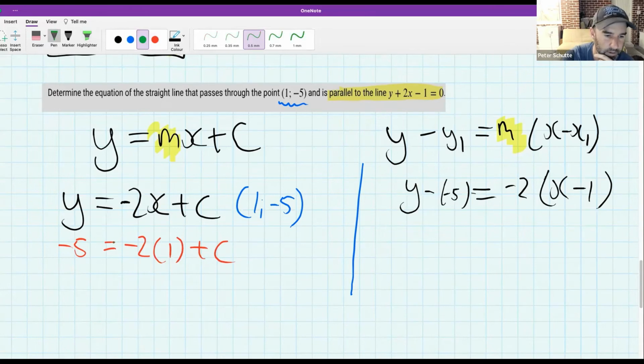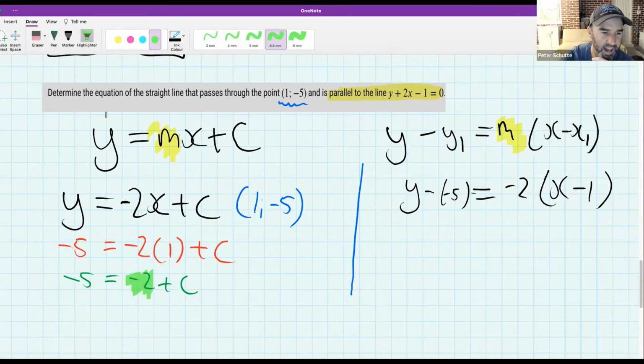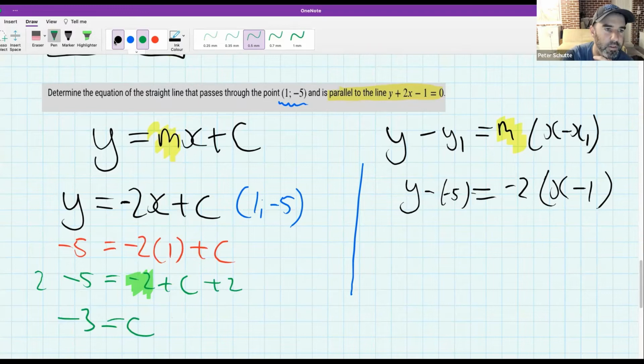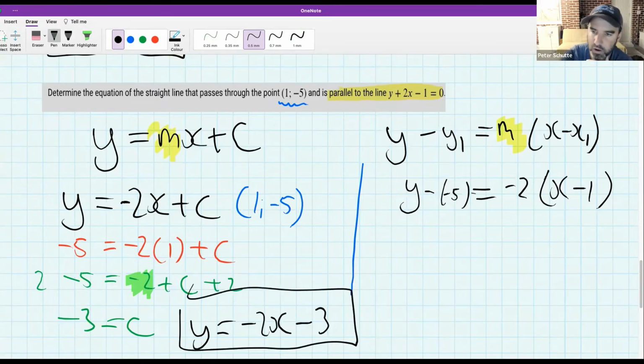And so the problem is I need to get this -2 across. And so I'm going to add 2 to both sides. And if I add 2 to both sides, I get -3 is c. And so my answer is y equals -2x minus 3. So that was the one way of doing it.